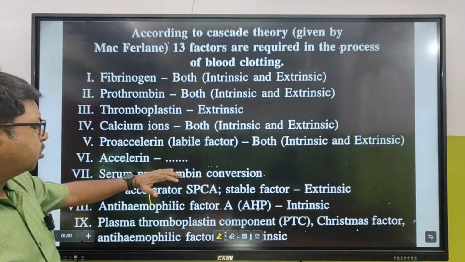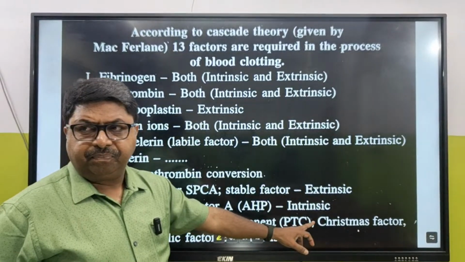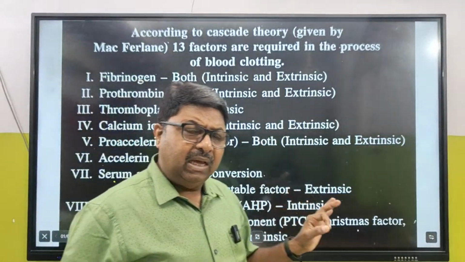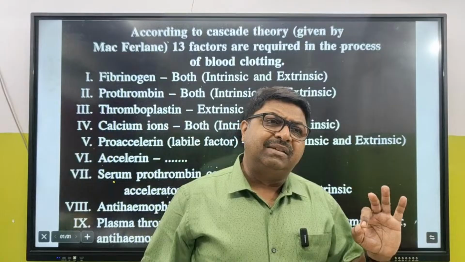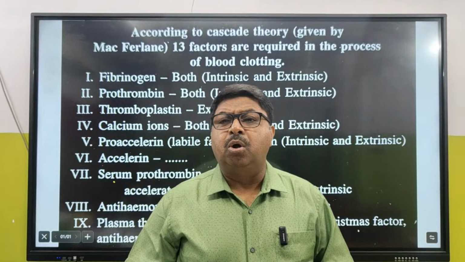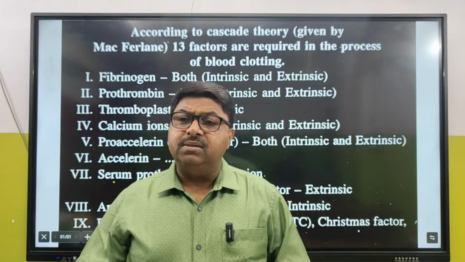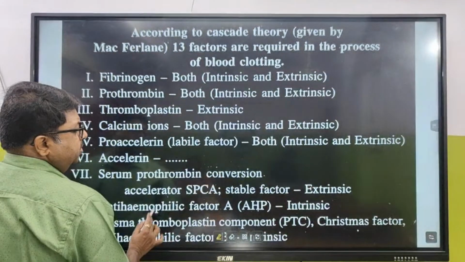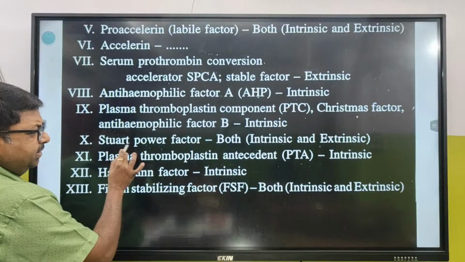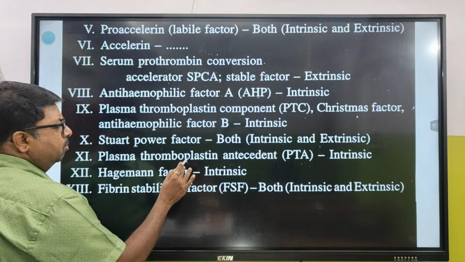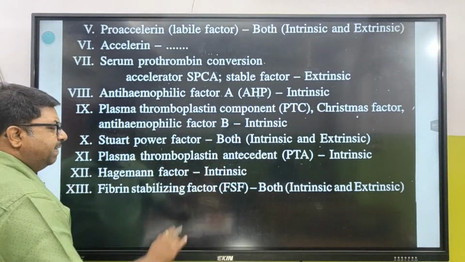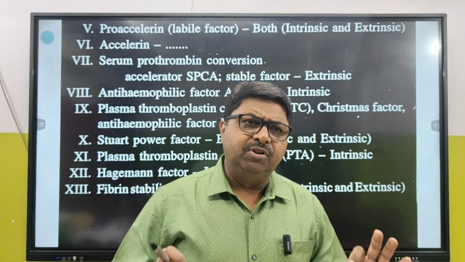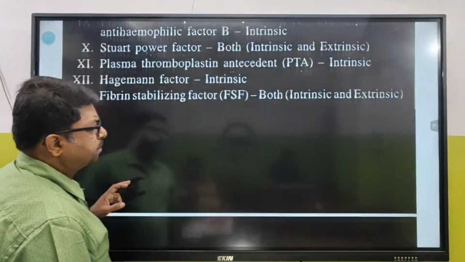Then the 8th one is called anti-hemophilic factor A. The 9th one is anti-hemophilic factor B, which is also called the Christmas factor. Another term for that is plasma thromboplastin component, PTC. Then the 10th is Stewart-Prower factor, plasma thromboplastin antecedent, PTA, Hageman factor 12th, and fibrin stabilizing factor 13th. I think last day we talked about all this. Fine? Okay.